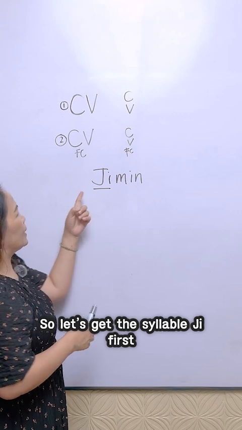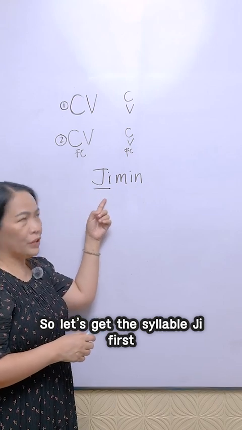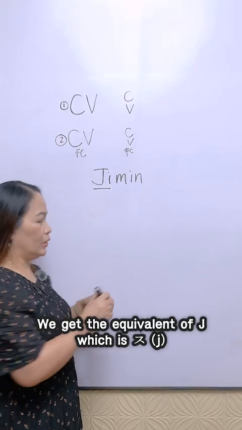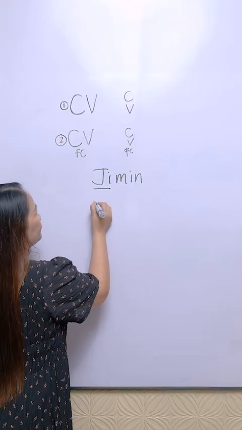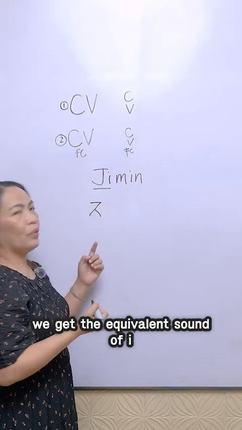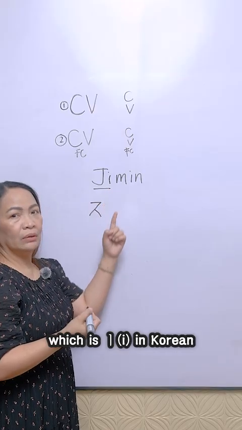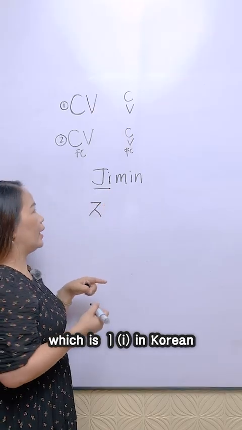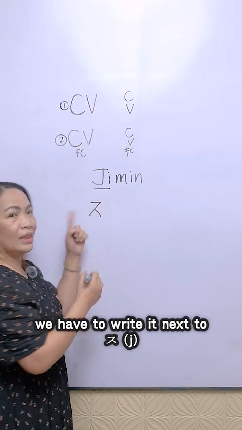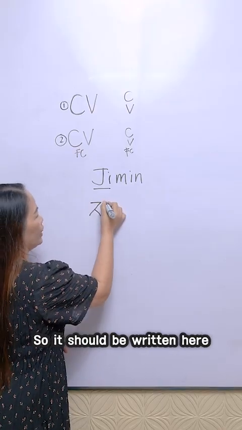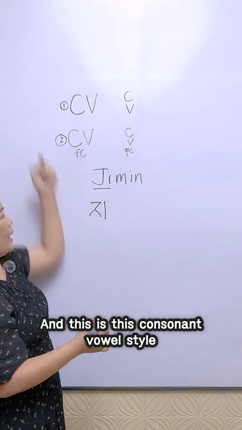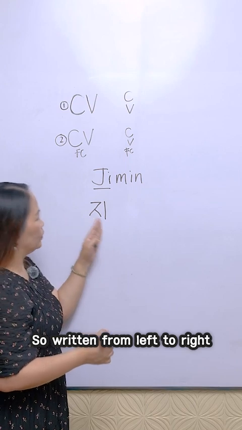Let's get the syllable Ji first. We get the equivalent of J, which is Jiot. So we write it like this. And then we get the equivalent sound of E, which is E in Korean. And since E is a vertical vowel, we have to write it next to Jiot. So it should be written here. And this is the consonant vowel style, written from left to right.